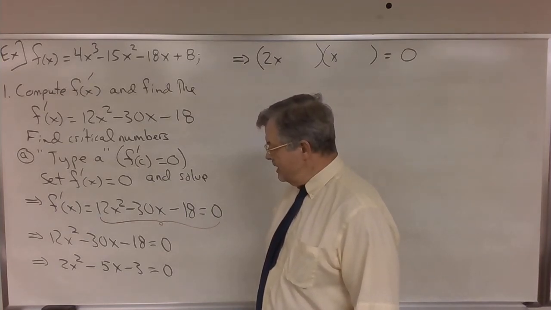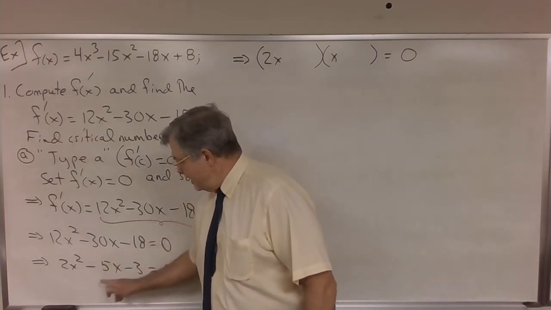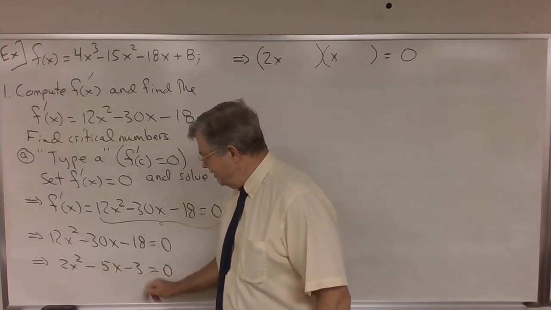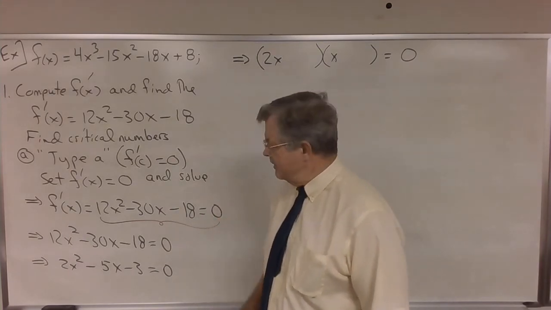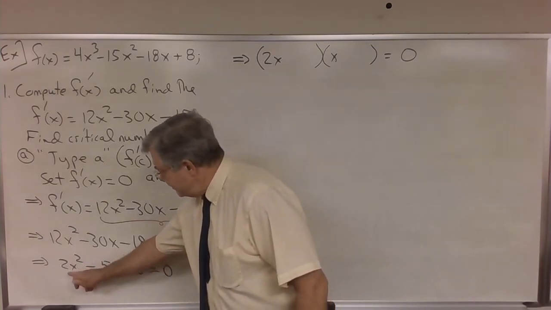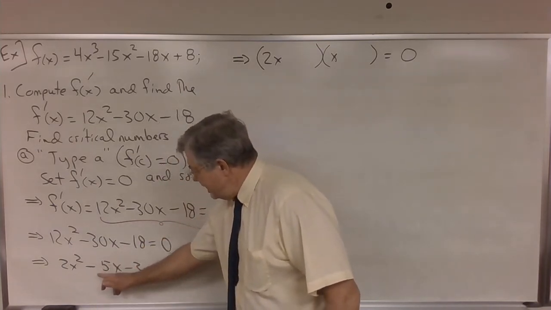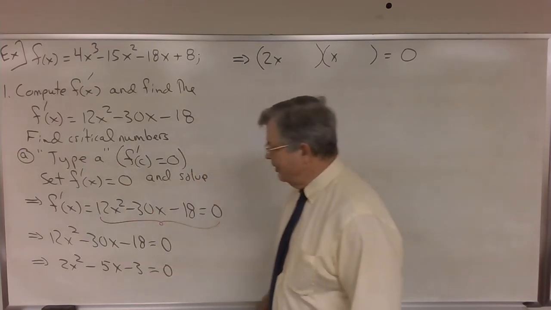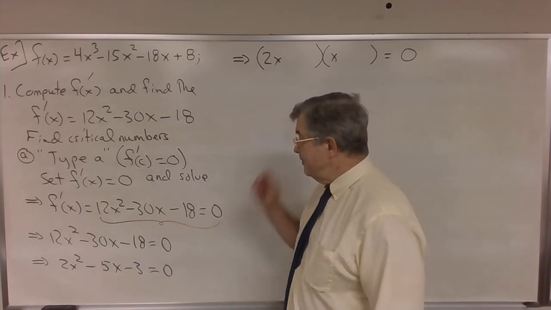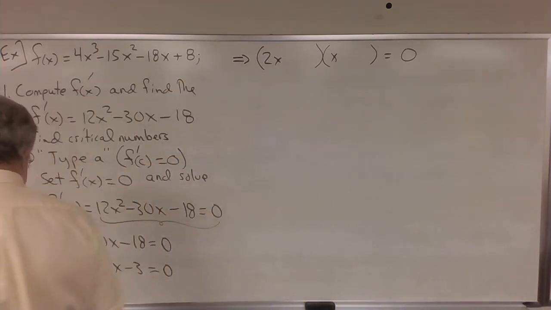Plug in positive 1. I get 2 minus 5 is negative 3. No, I tried that. Negative 1. Negative 1 squared is positive 1 times 2 is 2. Minus a negative 5x is plus 5. No, that's not going to work either. Okay, well, let's try 3 and negative 3.